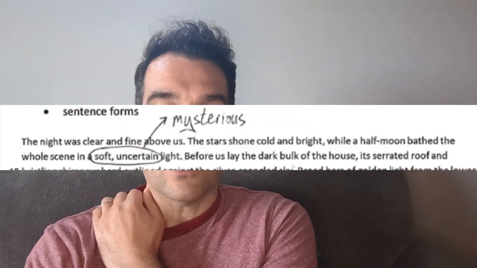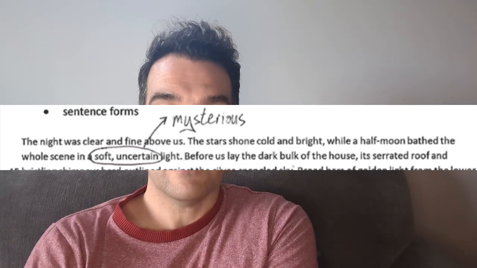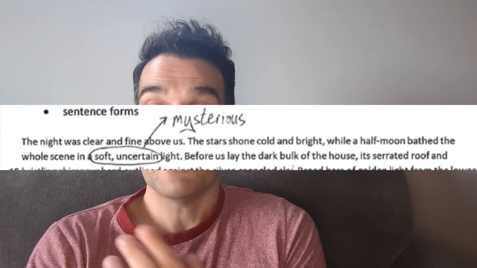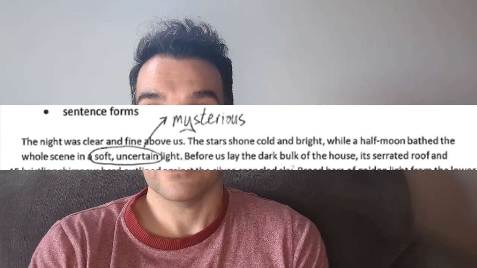In the extract, we've got the sentence, the stars shone bright and cold while a half moon bathed the scene in a soft, uncertain light. And in this bit, I have circled soft and uncertain, and I've put mysterious, because I think it makes the setting seem a bit mysterious to say soft, uncertain light. Now that's pretty good. It's a short quotation. We've got an effect of that quotation.